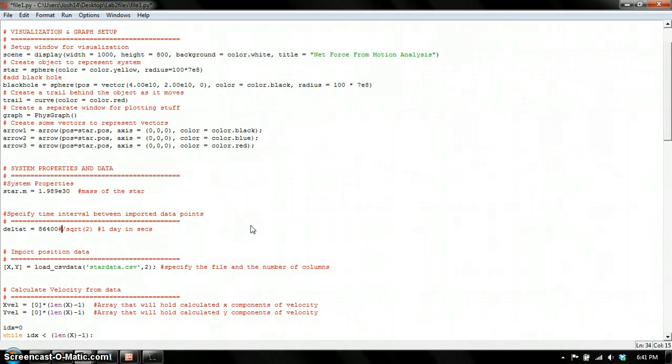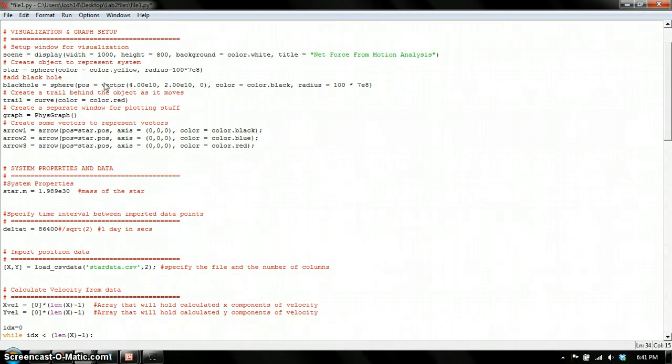My main finding was that just using x and y coordinates, one can calculate dp, delta p over delta t, which is roughly equal to fnet for delta t sufficiently small, and one can use fnet to calculate the mass of the black hole.